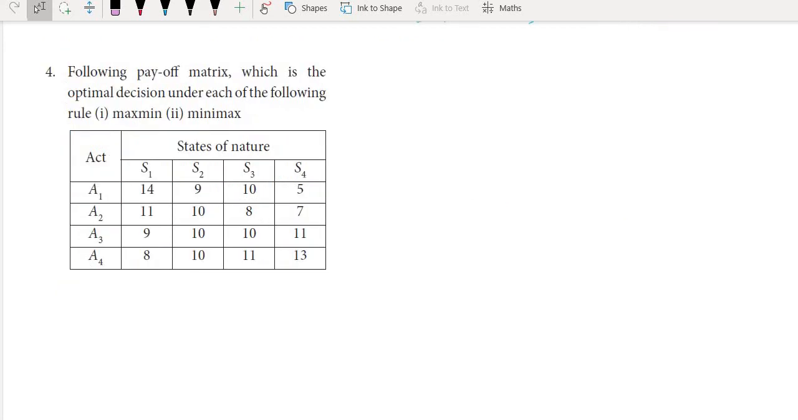Then question number 4. The question is, following payoff matrix, which is the optimal decision under each of the following rules: maximin and minimax. We have 4 different acts here, and for each act we have 4 different states of nature. We have to select the best act according to maximin and minimax. So first, maximin. What is the maximin principle? We have to choose the minimum payoff value for each act. Among those minimum values, we have to take the maximum. So maximin stands for maximum among minimum values.